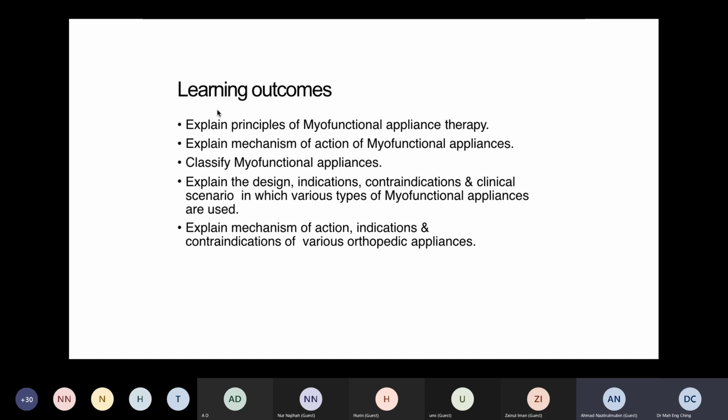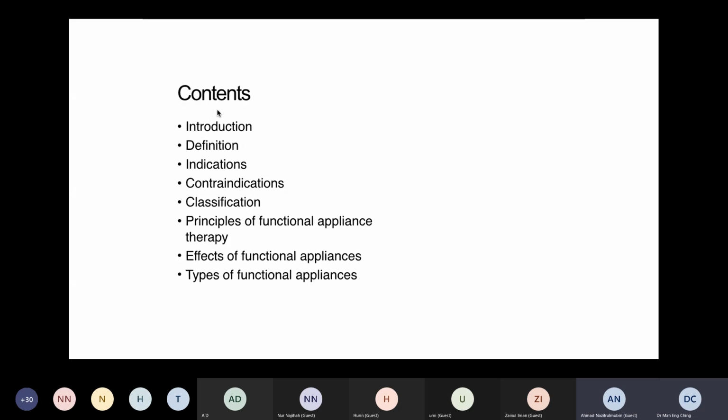At the end of the lecture, you should be able to explain the principle of myofunctional appliance therapy, then explain the mechanism of action of myofunctional therapies, then classify the myofunctional appliances, then explain the design, the indication, contraindications, and the clinical scenario in which the various types of myofunctional appliances are used. The last one, you should be able to explain the mechanism of action, indications, and contraindications of various orthopedic appliances, which is the next lecture.